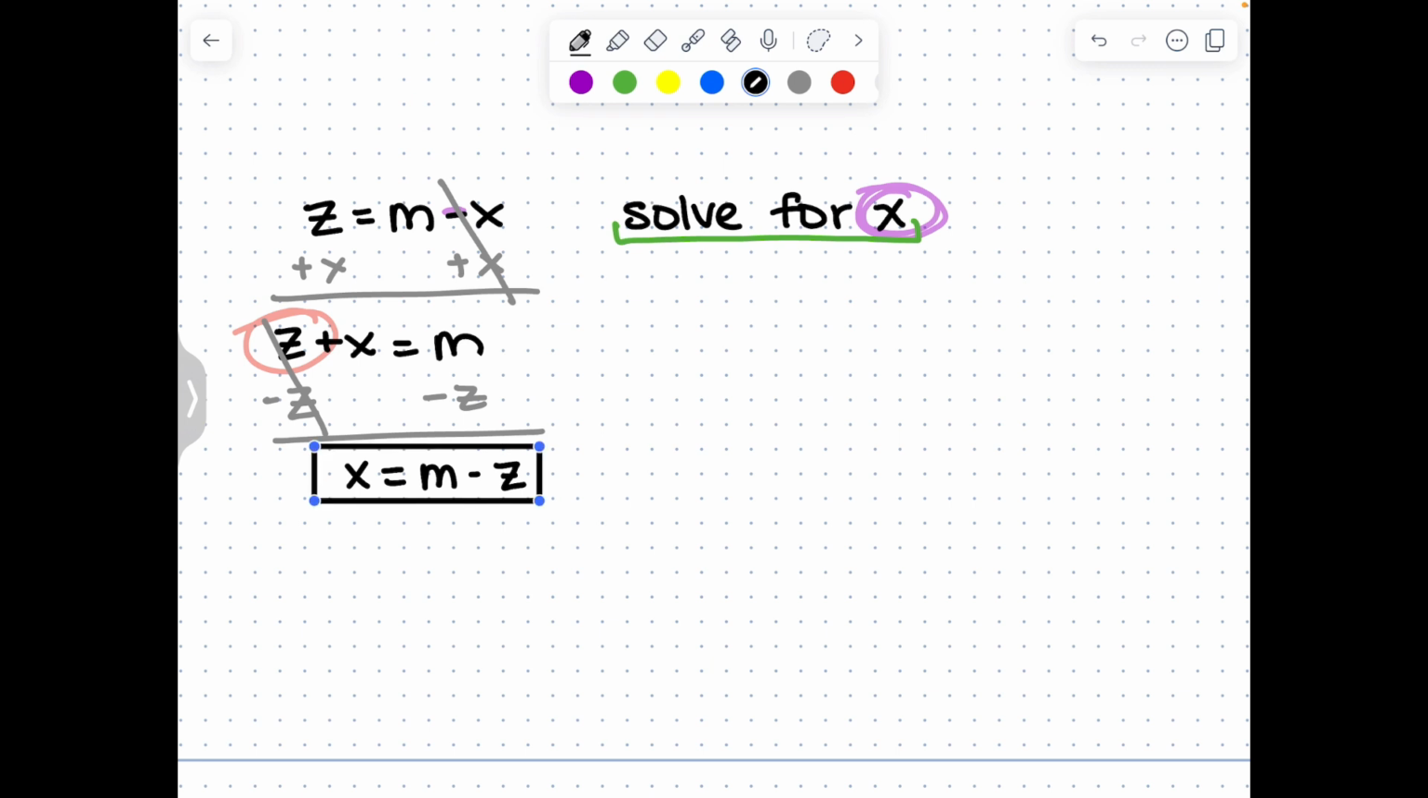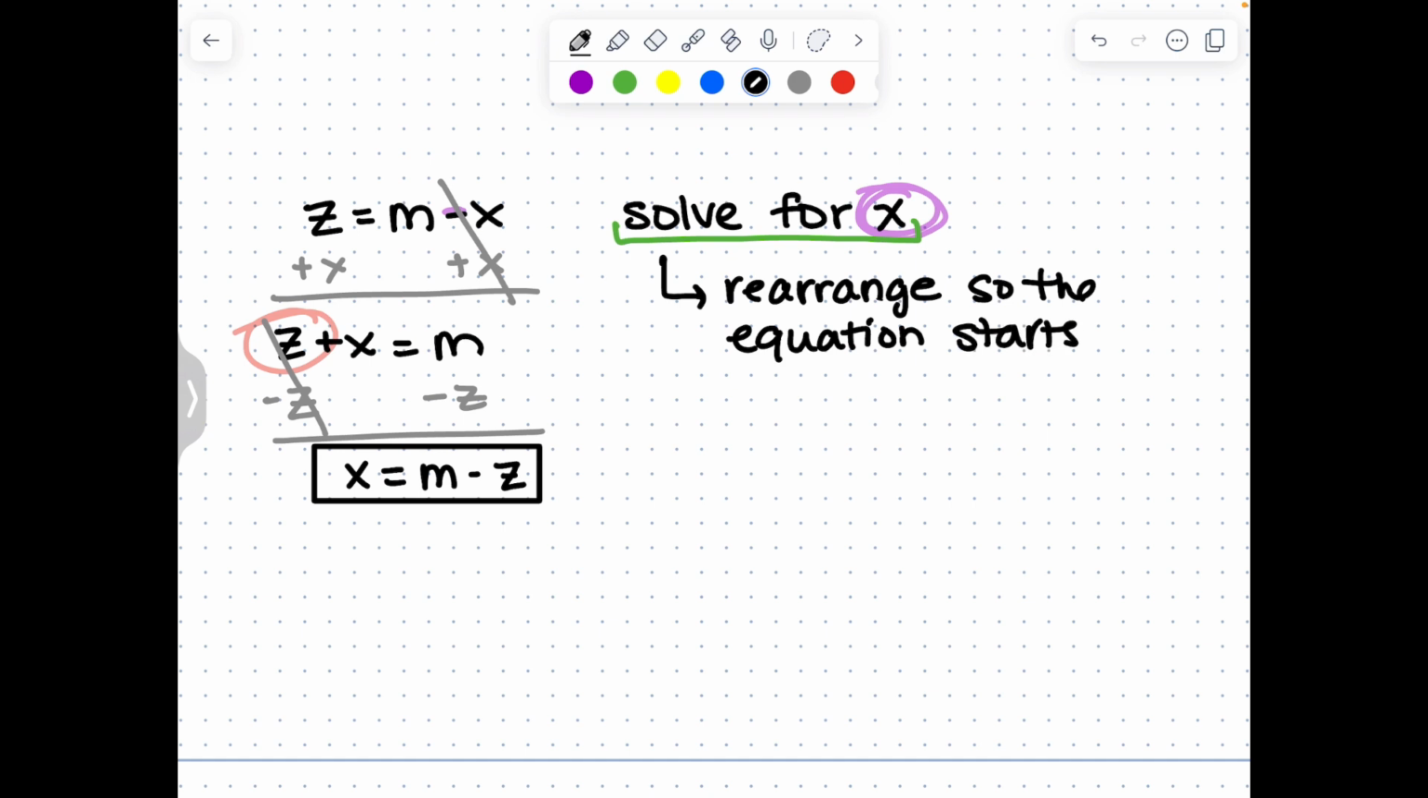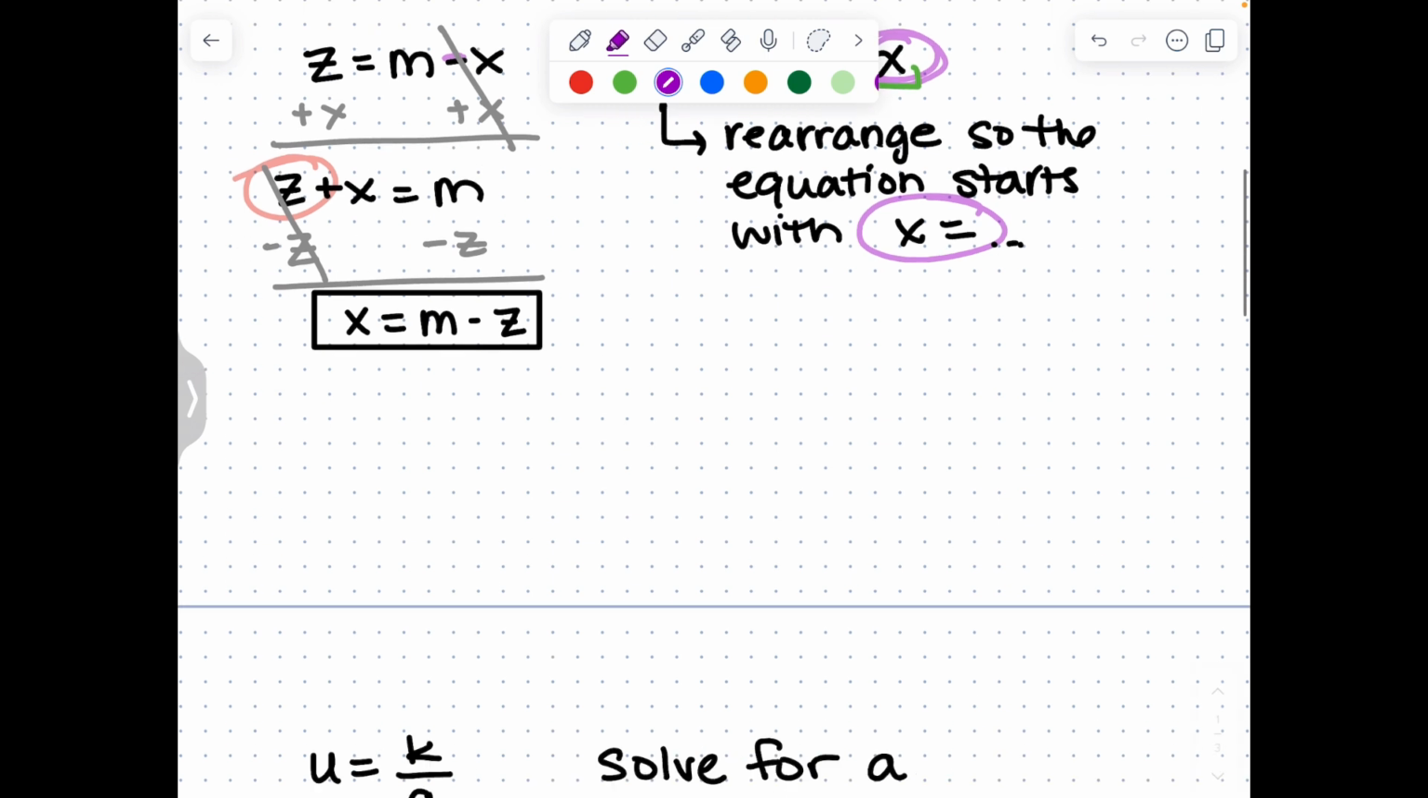We're not evaluating, we're not finding a number answer for x. It really is just rearrange the equation. So really the instructions could say rearrange. So the equation starts with x equals, and then whatever you have to fill in. Now, obviously, that letter would change based on what you're solving for, but that's the idea. You are just rearranging. Let's look at example number 2.